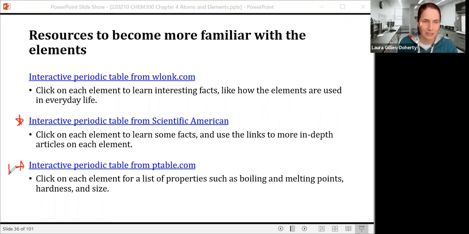And then this last one, I'm going to put 2 stars, actually 4 stars next to. This is an interactive periodic table from ptable.com. Especially if you go on to future chemistry classes, this periodic table is going to be your best friend, because you can click on each element for a list of its properties like melting point and boiling point and all the properties of that element, hardness and size. But it also has a section of the periodic table that gives you the electron configurations.